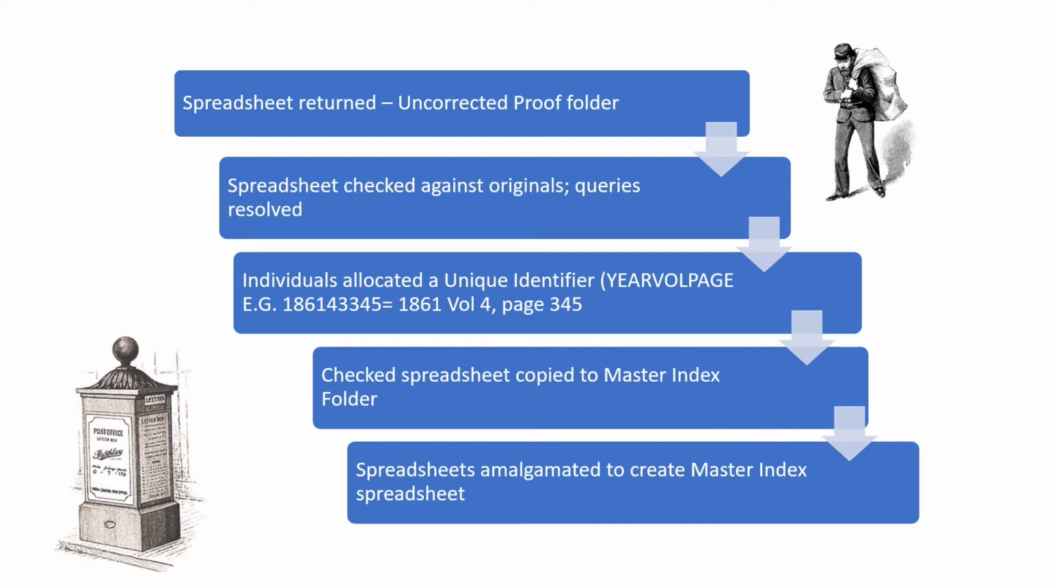That means that we'll know if a John Smith who retired in 1861 is the same or different to a John Smith who retired in 1871, and that's important. Once that's been done, the checked spreadsheet with the unique identifier goes into another folder which has got the master index, and then we amalgamate each of the spreadsheets together to create a single master index spreadsheet, which eventually will have all the pensioners entered, and that is what goes to the Postal Museum and will be a guide to their pension records.